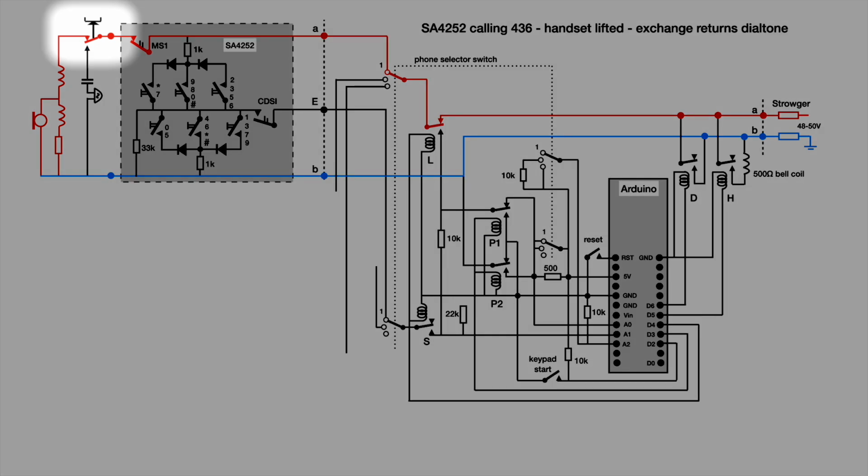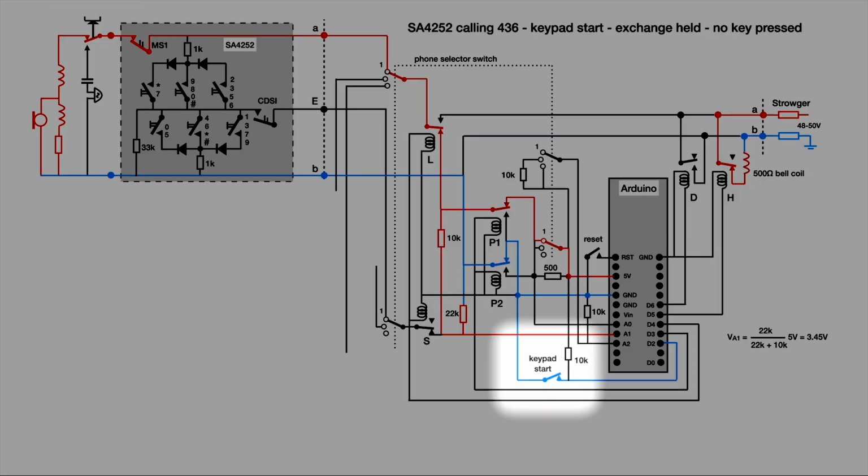The exchange responds with dial tone when the handset is lifted. A loop is now created via the normally closed contact of relay L and the telephone circuit. The converter is activated by pressing the keypad Start button. Relay L and Relay S switch simultaneously. The telephone is now connected to the converter.